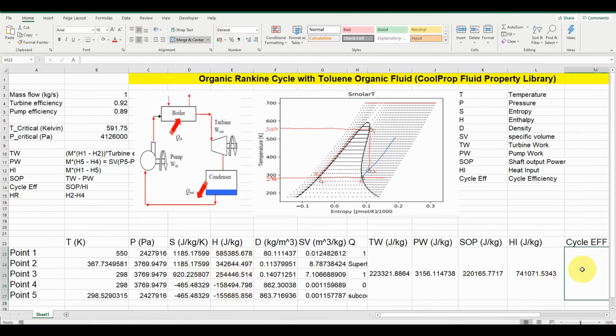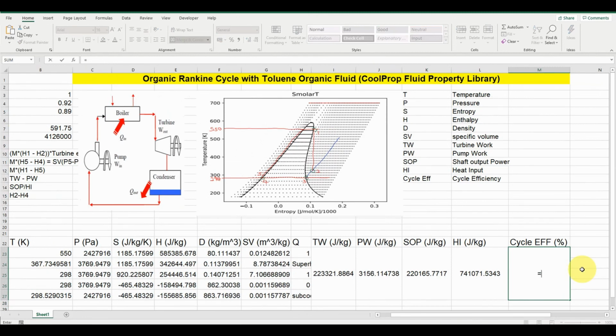And then we can now calculate our cycle efficiency, which is the shaft output power divided by the heat input. Again, I want this to be in percentage, so I'll multiply this by 100 to make it in percentage, times 100. And this is the efficiency of the organic Rankine cycle with toluene, 29.709%. And this is how you can model your organic Rankine cycle with toluene working fluid in Microsoft Excel.